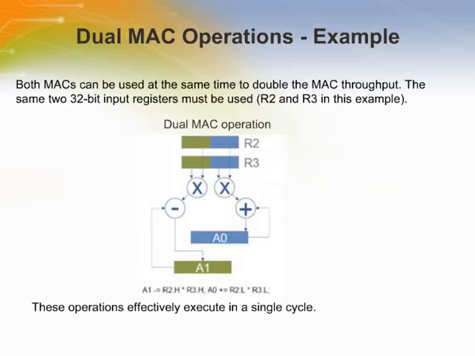We mentioned the multipliers. In this particular example, we have a pair of MAC operations going on at the same time. A1 -= R2.H * R3.H, and A0 += R2.L * R3.L. Again, two separate multiply-accumulate operations. R2 and R3 are the 32-bit registers containing the input data, and we can mix and match which half registers we use as our input operands. Again, this is effectively a single cycle operation. In addition, this could be combined with a dual data fetch.